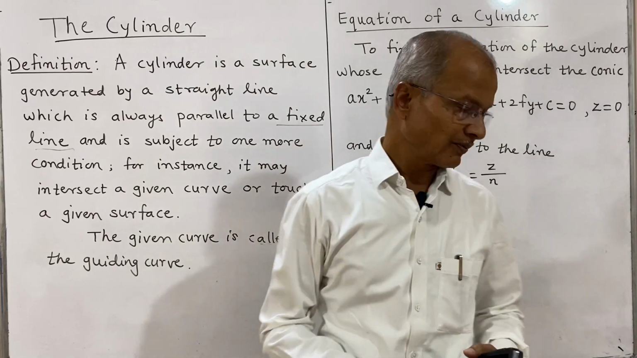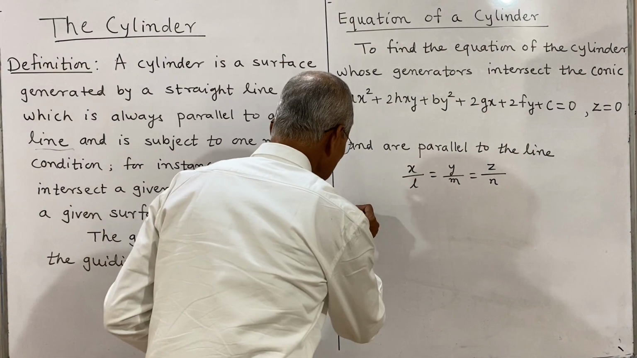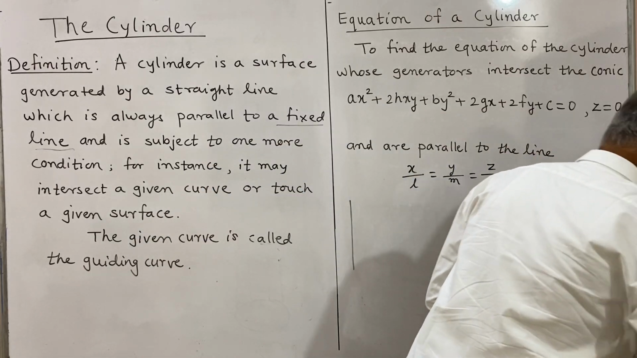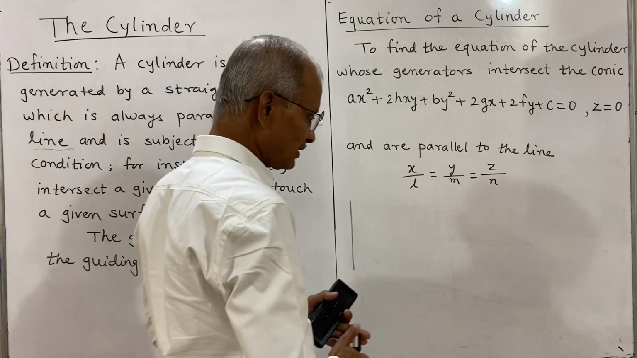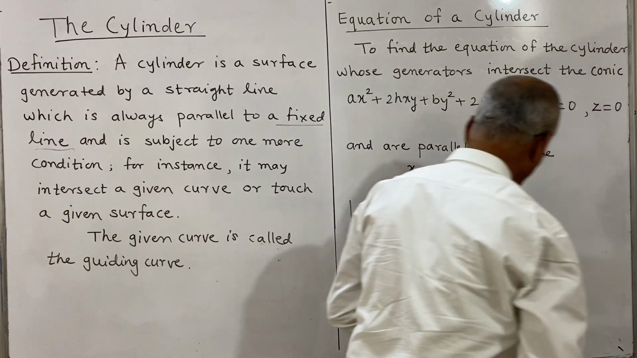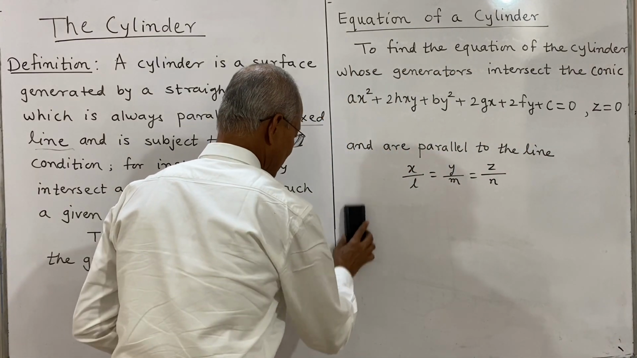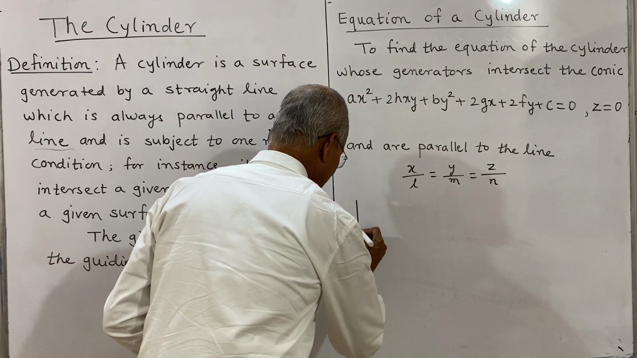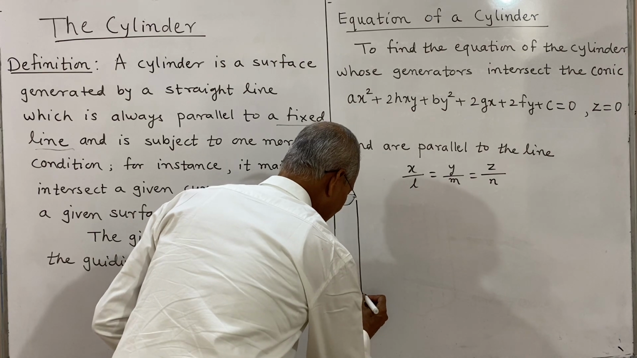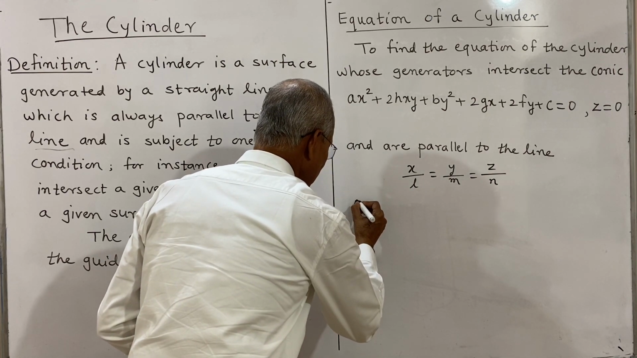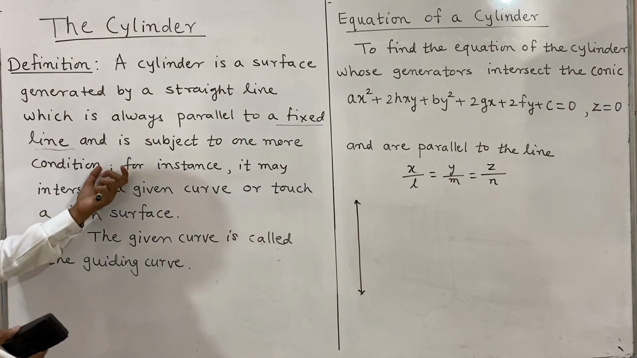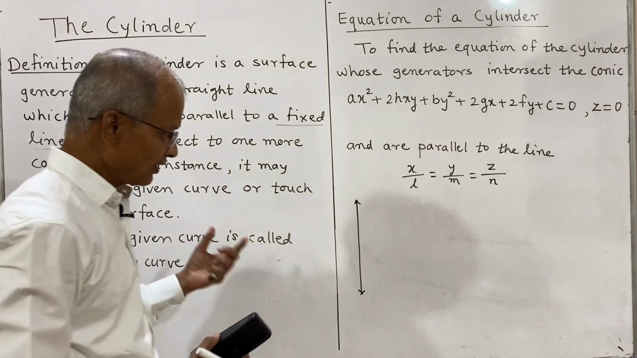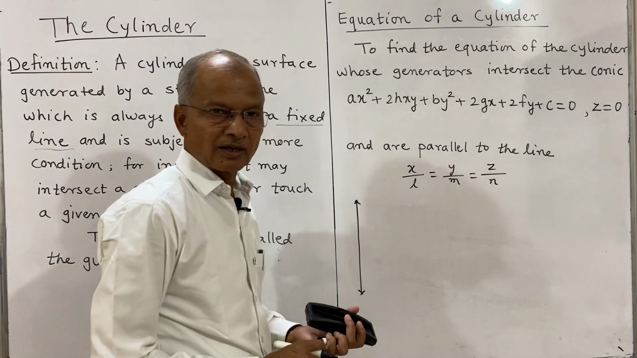Now for example, suppose this is a fixed line, and we will consider that the line may be taken in any direction. Suppose this is a fixed line, and now the curve or surface may be taken as of any shape. It may be a circle or triangle or ellipse, etc.